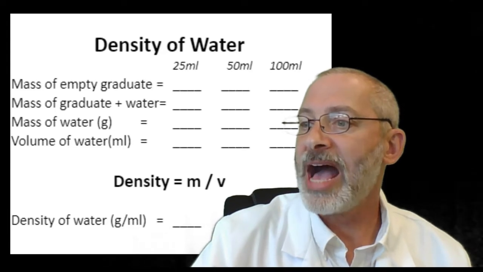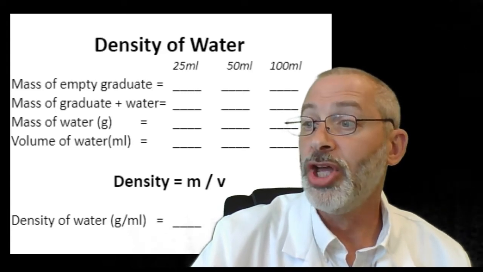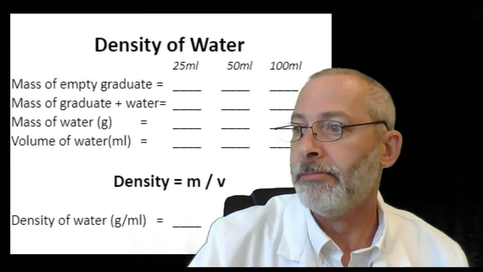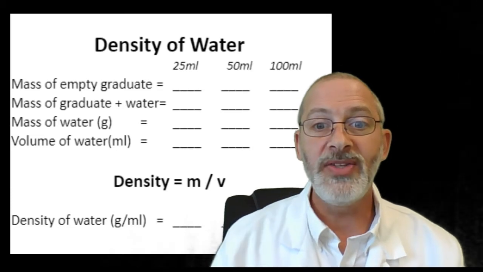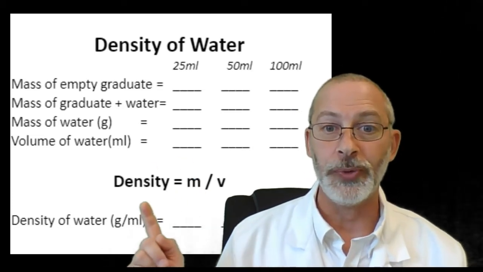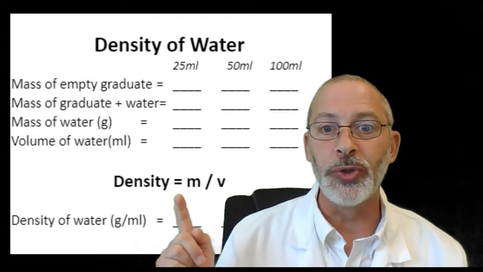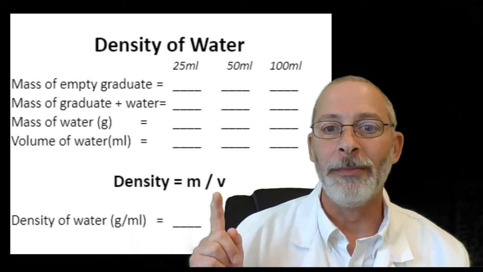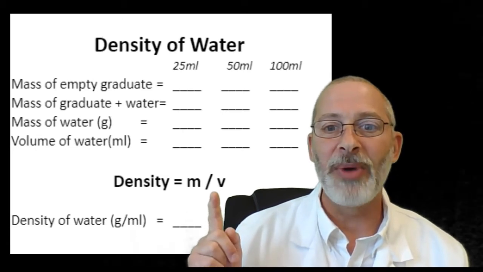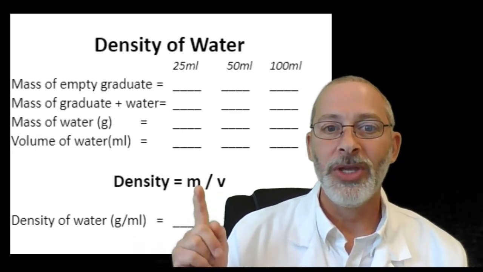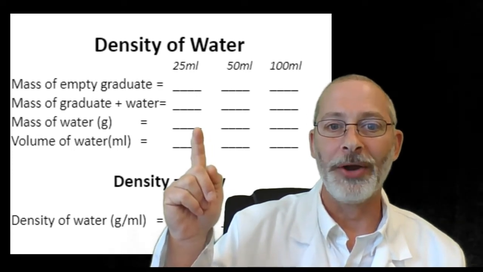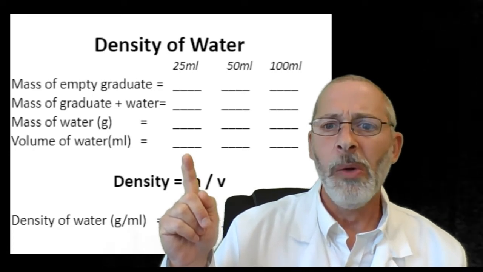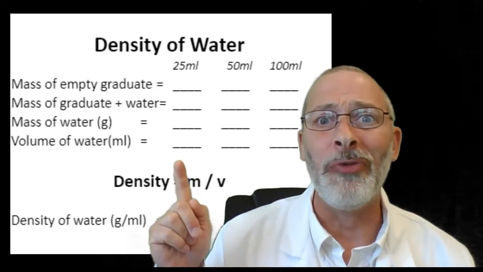Now it says calculate the density of water and use the correct units. So let's do that. What is density equal to? Density is equal to mass divided by volume. Mass divided by volume. So take the mass of the water and divide it by the volume of water. Well, wait a minute. What is the volume of water? We didn't write that down.